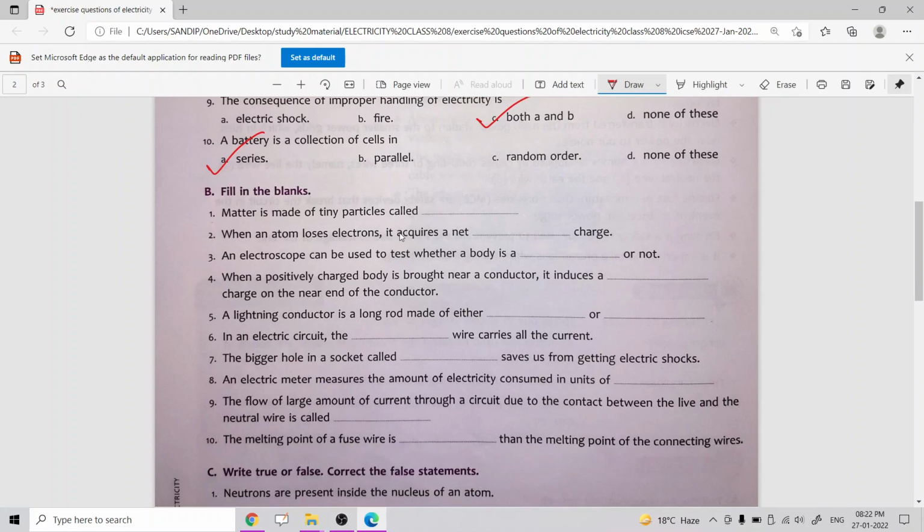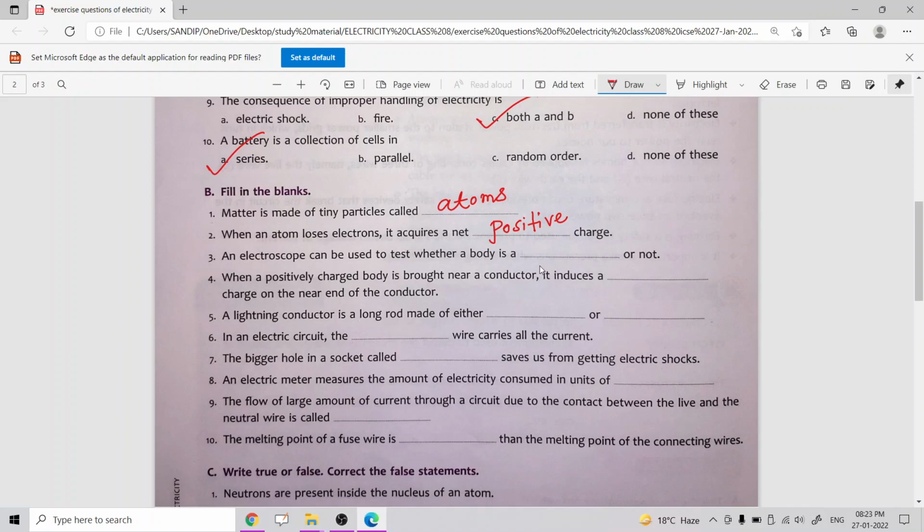Now we move to our next part, that is fill in the blanks. The first one is: matter is made of teeny particles called atoms. And the next one is: when an atom loses electrons, it acquires a net positive charge. If an atom gains electrons, it acquires a net negative charge. If it loses electrons, it acquires a net positive charge.